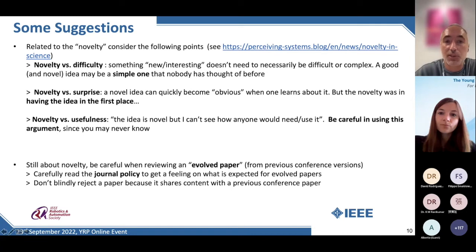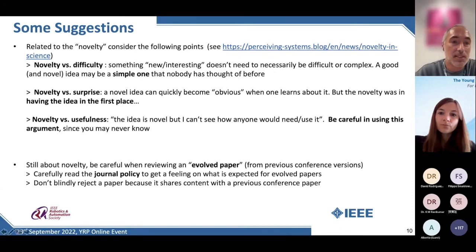confuse novelty with difficulty. Something that is new or interesting doesn't have to be necessarily difficult or complex. So new ideas can just be simple ideas. It's just that nobody has thought about them before. And many times the best ideas are simple ideas, I would say.